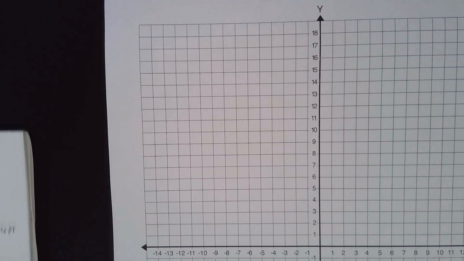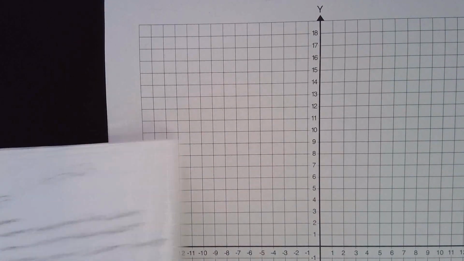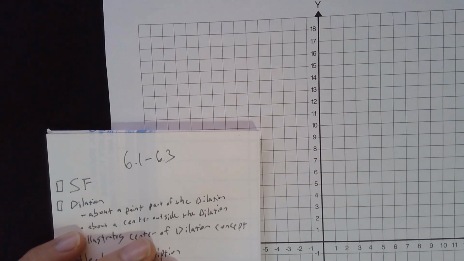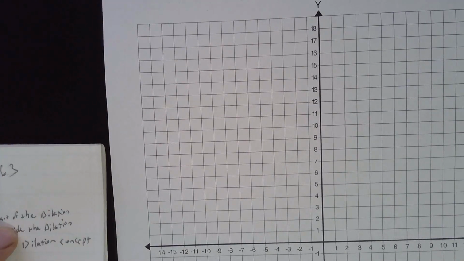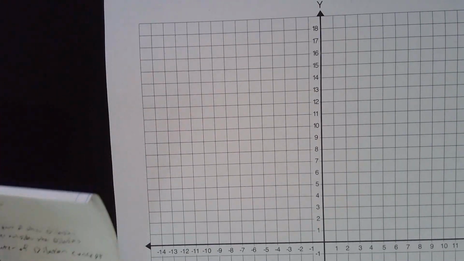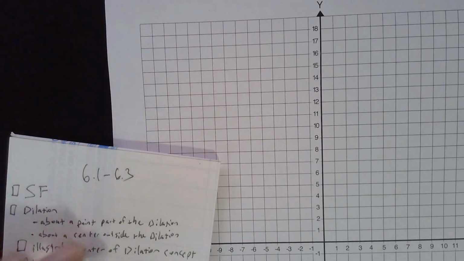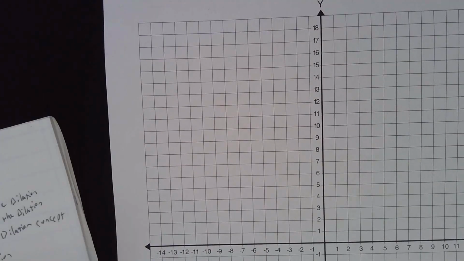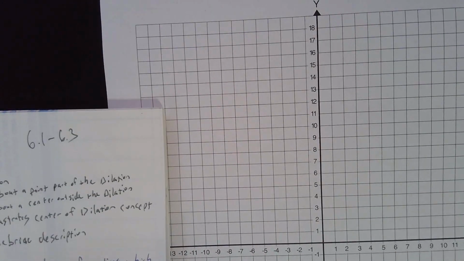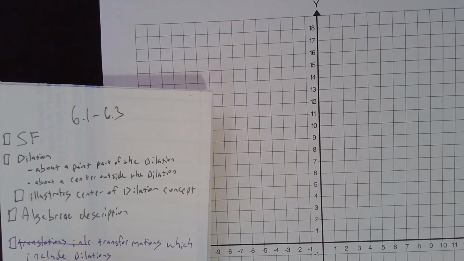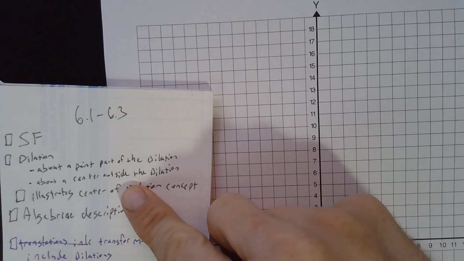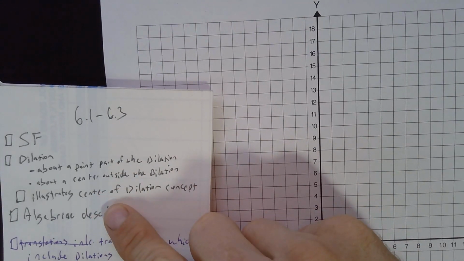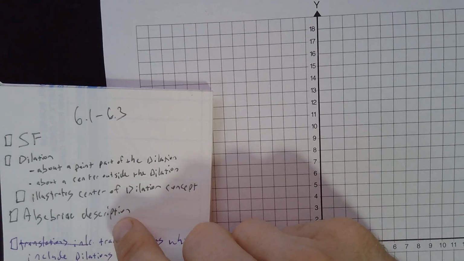Okay, so this is a consolidation of 6.1 to 6.3, and this is what I'm going to try to go through in class. There are more detailed versions of this on YouTube, but I think we can get through all this in one lesson. And so this is what I want to go through. I'm going to try to go through scale factors, dilations, and my exercise is going to illustrate the center of dilation concept, and then the algebraic descriptions.